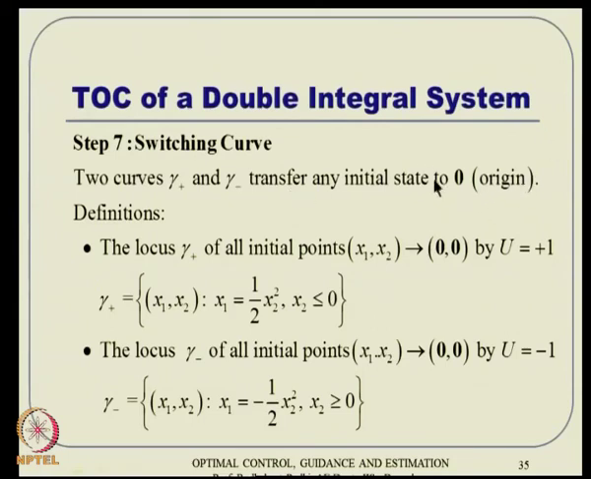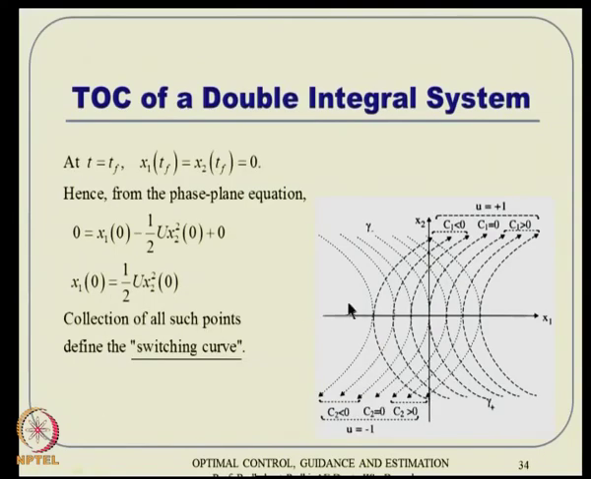Okay. So, formally speaking, the locus gamma plus is defined something like this, x1 and x2 such that x1 is equal to half x2 square, and gamma minus is x1 and x2 such that x1 is minus half x2 square. This is valid in this segment, okay, when x2 is negative. So, this gamma plus is defined in this segment, especially this trajectory only, and the other case is especially the trajectory again.